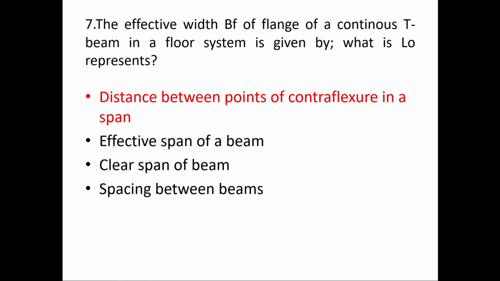It is the distance between points of contraflexure, also known as the distance between points of zero moments in the beam, which may be assumed as 0.7 times the effective span in case of continuous beams and frames. So you have to remember that in case of continuous beams and frames, it is taken as 0.7 times the effective span. Okay, so move on to the next question.